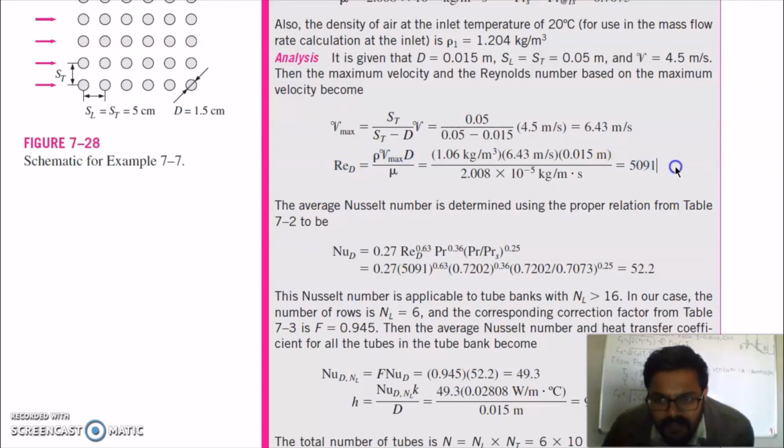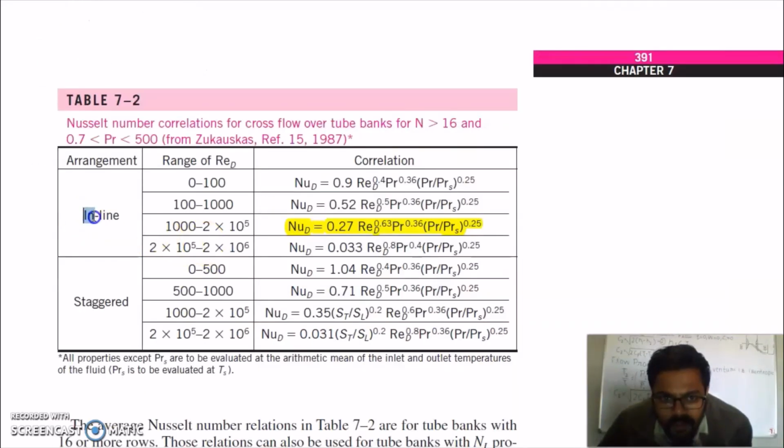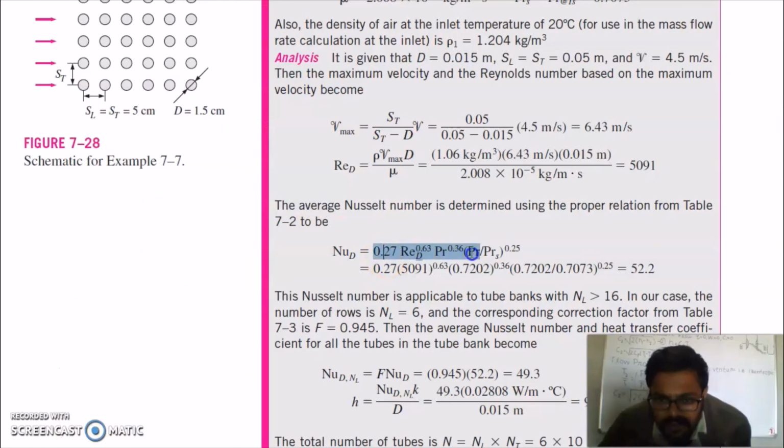and Reynolds number corresponding to maximum velocity is equal to this, which is 5091. For inline cross flow over tube banks, our Reynolds number lies in this range, 5000, which is between this and this value. Corresponding Nusselt number is this. So this is our relation. Put the values of Reynolds number, Prandtl and Prandtl surface. You will get Nusselt number.